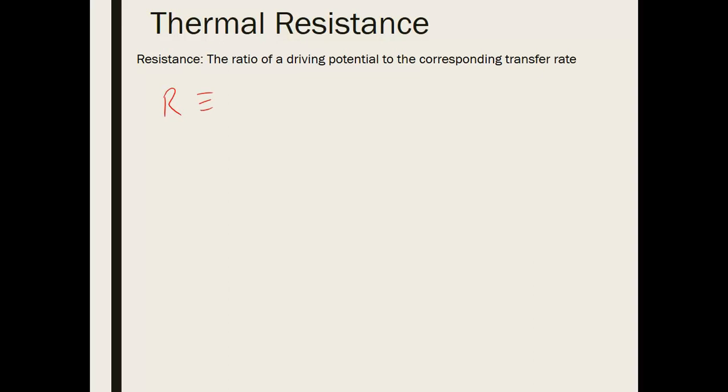But for conduction, the thermal resistance for conduction is defined as the difference between two temperatures. So going back to the plane wall example, where we had the surface temperatures on each side of the wall. So it's the difference between those two temperatures divided by the actual flow of heat between the two.